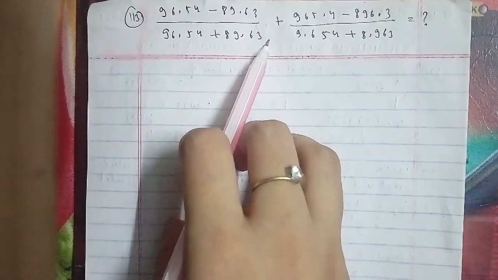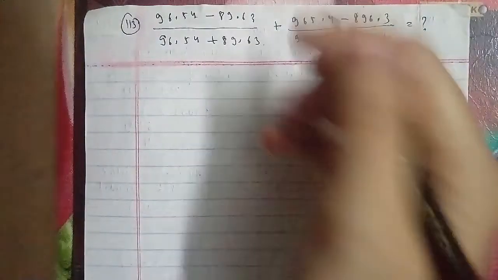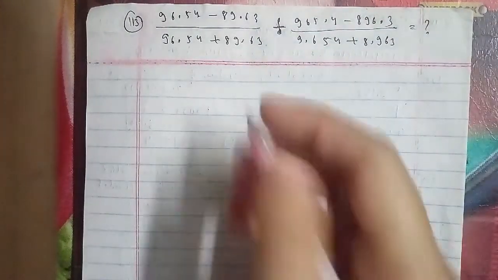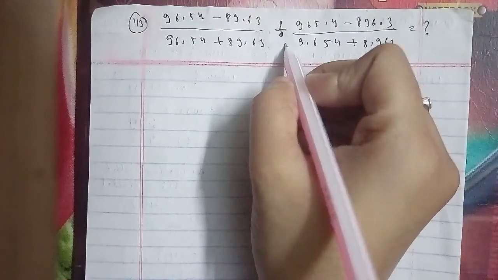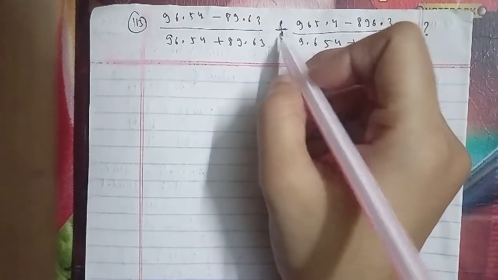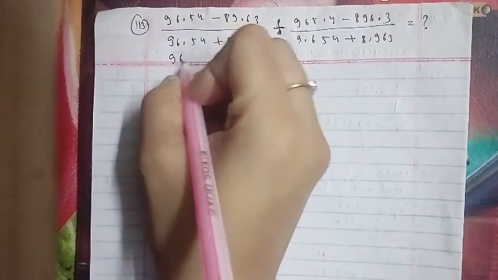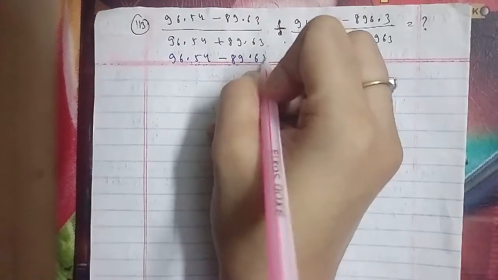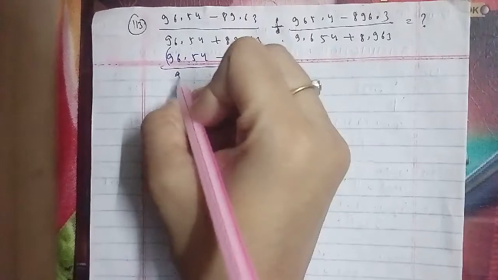So when we change the division sign into the multiplication sign, we just reverse the other fraction, take its reciprocal, and then it becomes multiplication. So that is (96.54 minus 89.63) upon (96.54 plus 89.63) and it will be multiplied by the reciprocal, so denominator becomes numerator and numerator becomes denominator.